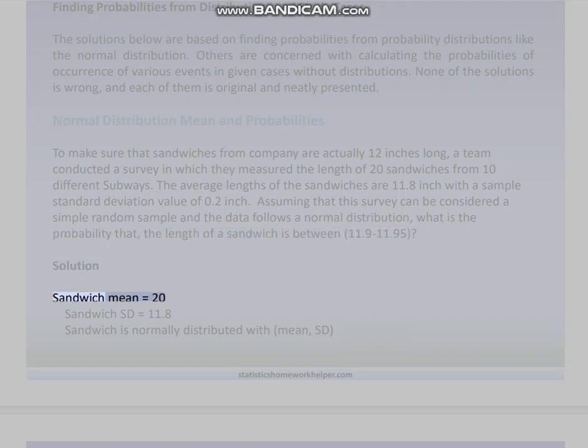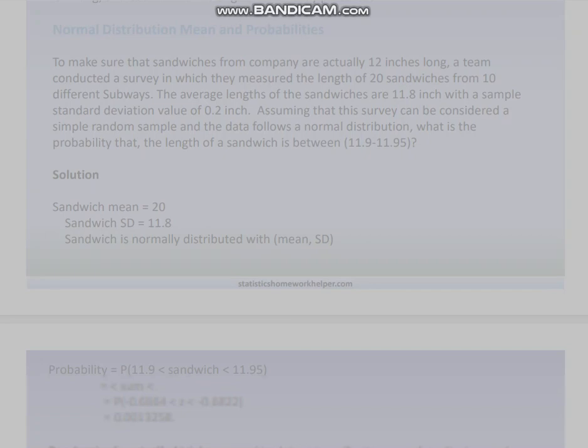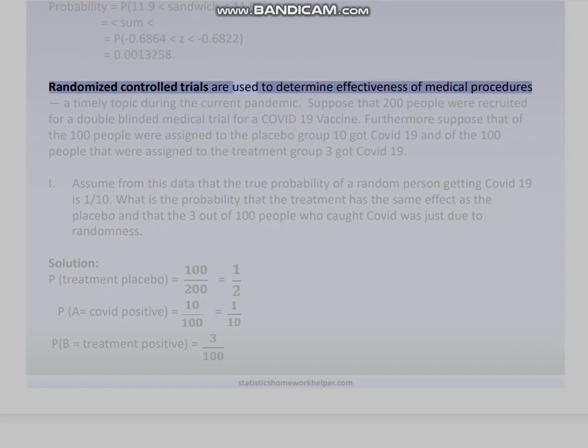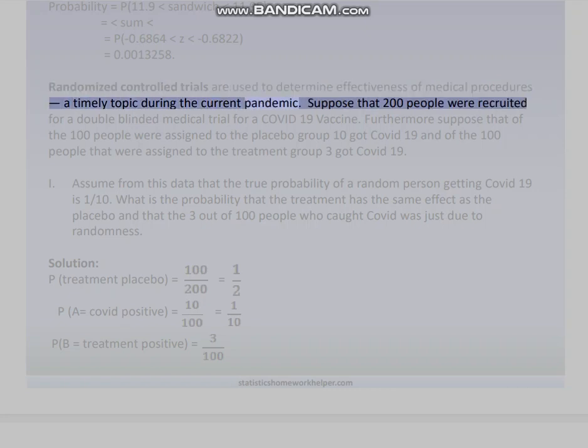Solution. Sandwich sample size equals 20, mean 11.8, SD equals 0.2. The sandwich length is normally distributed with this mean and SD. Probability equals P(11.9 < sandwich < 11.95) equals P(Z < 0.6864) minus P(Z < 0.6822) equals 0.001328.